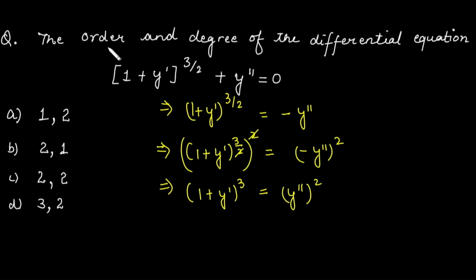Now from here we need to find order first and then degree. What is the order in this case? The highest order derivative, that is 2. So order in this case is 2. Now we need to find its degree. Degree means the power of the highest order derivative, that is again 2. So we need this answer 2 comma 2, and that is present in option C.